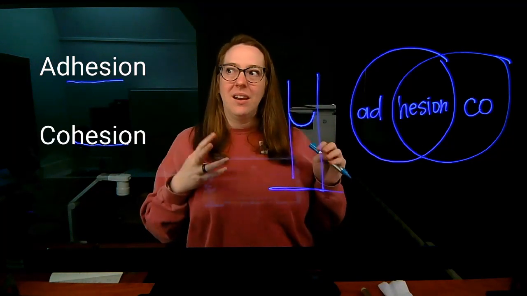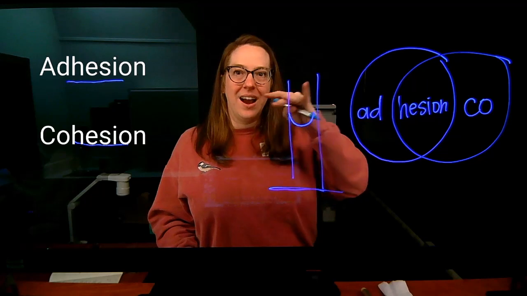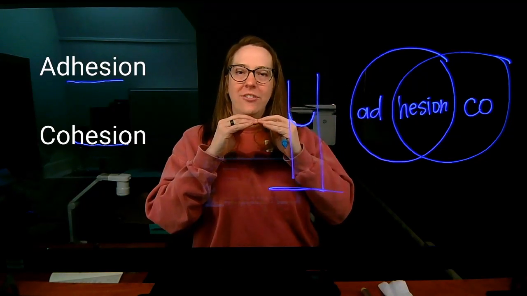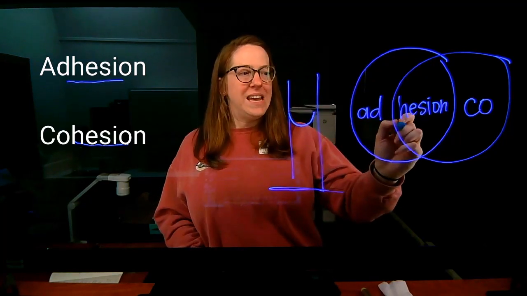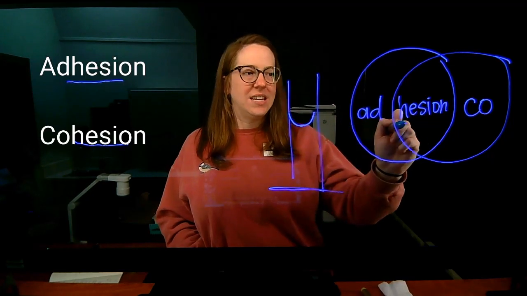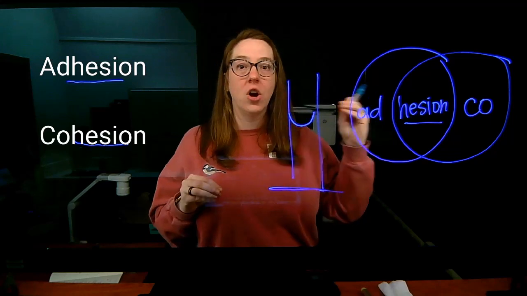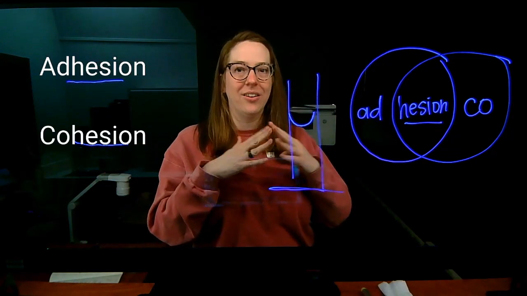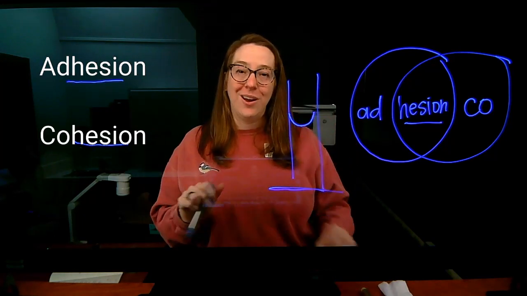Those water skimmers, they skim across the water and they can kind of walk on water. That's because the water is sticking to itself so much that it's making surface tension. So now you know hesion, right? Hesion is kind of sticking together. So you have adhesion, sticking to something else, and cohesion, like you're cooperating, like I said before, working together, sticking together to itself. So we just broke that word down, and now we know a little bit more about it.